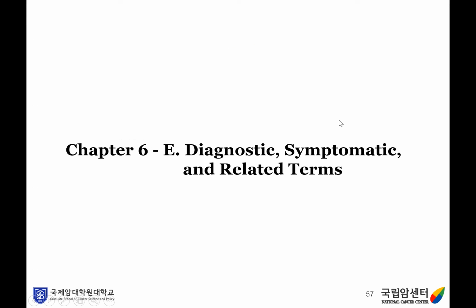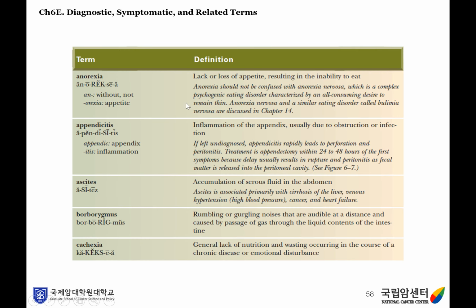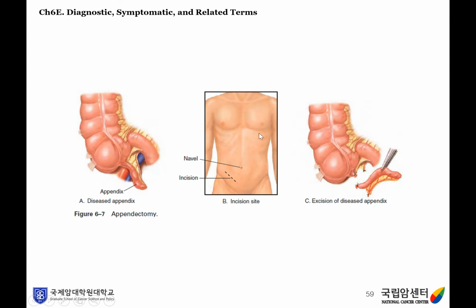And now I'm going to talk about the diagnostic, symptomatic, and related terms. Anorexia means lack of or loss of appetite. Appendicitis is inflammation of the appendix. Ascites means accumulation of serous fluid in the abdomen. Maybe if you have any liver diseases, these ascites can occur. And cachexia is a general lack of nutrition and wasting.